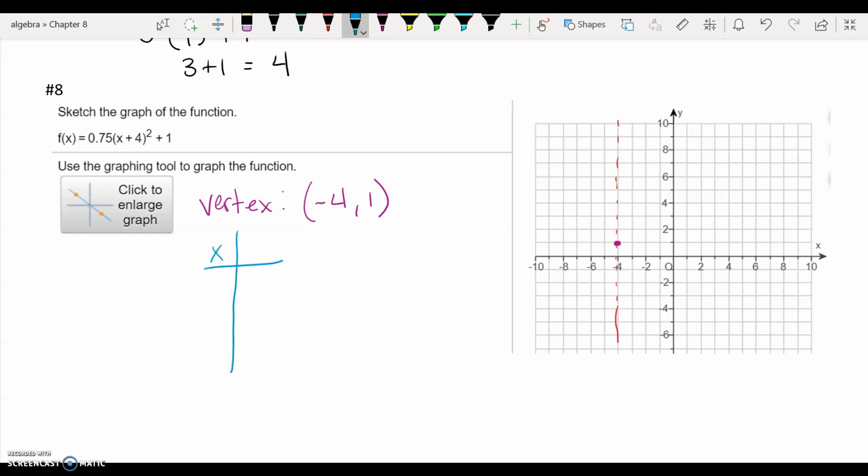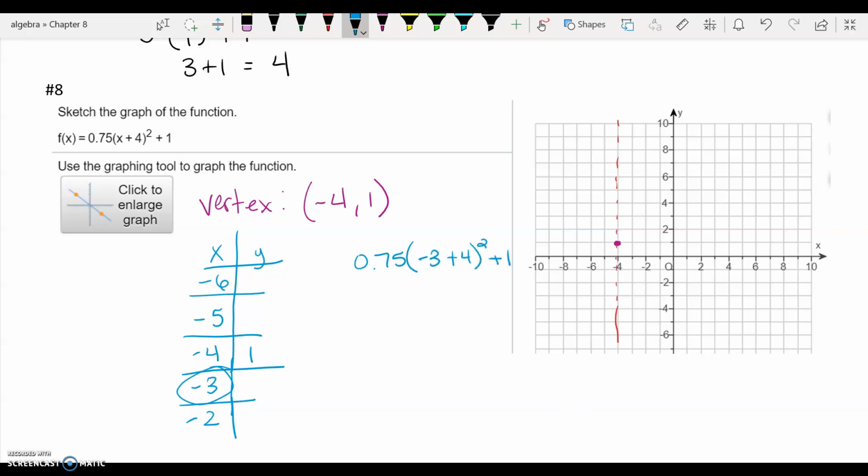So I'm going to make a little t-chart to find some other points. So negative 4, 1 is my middle, which means I can use negative 5, negative 6, because that's to the left of negative 4, or I could use negative 3, negative 2, because that's to the right. So I'm going to plug in -3. I'm going to use this one first right here. So 0.75 times -3 plus 4 squared plus 1. When you do that, you get 1 squared plus 1. I get a decimal. A decimal is kind of hard to graph, so let's try a different number.